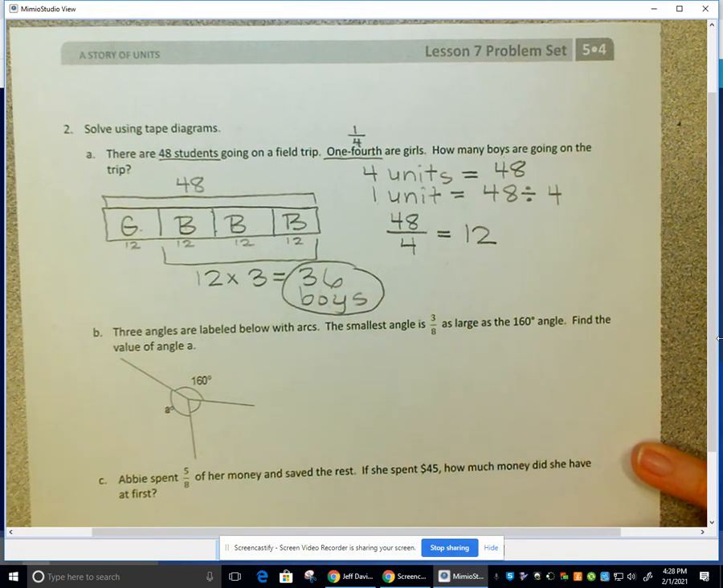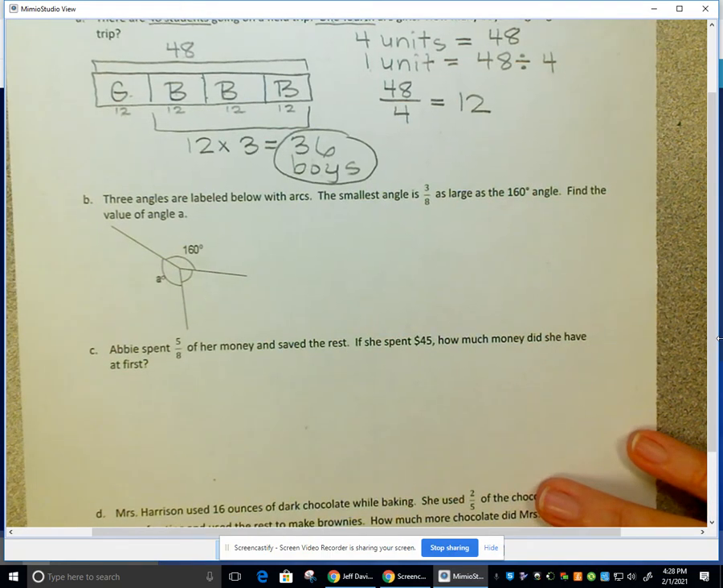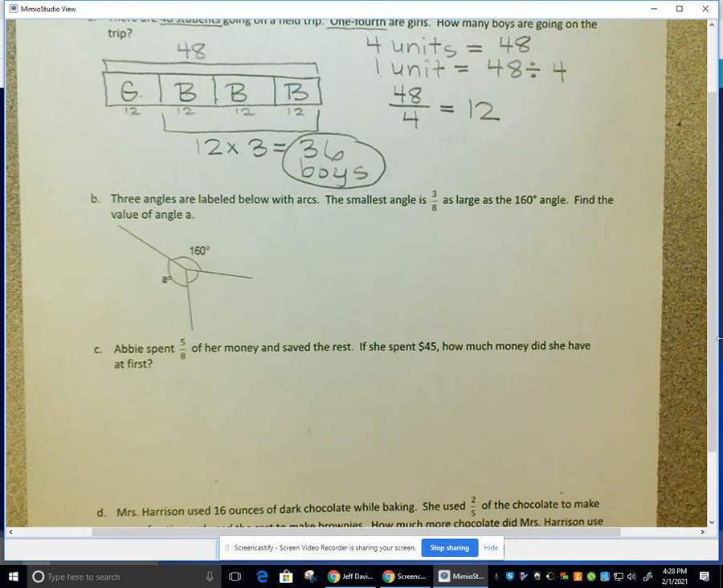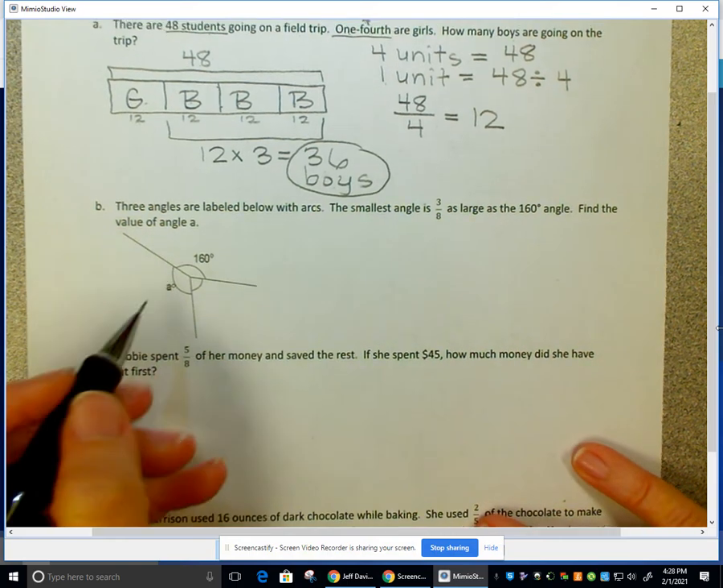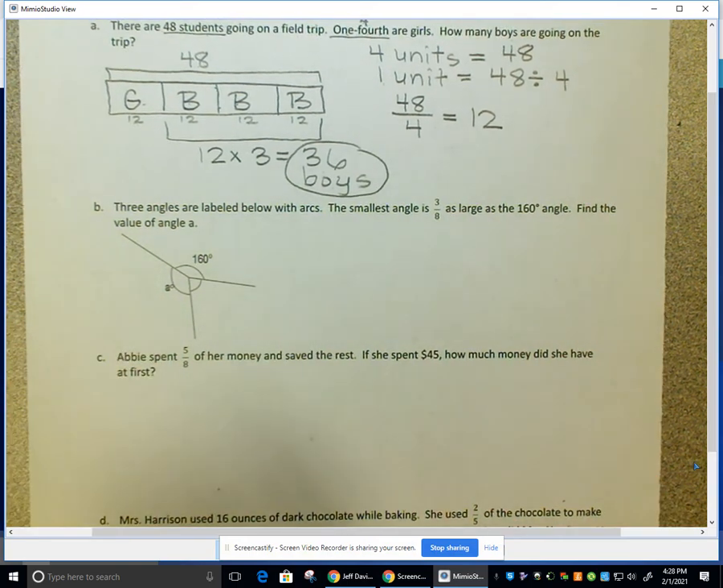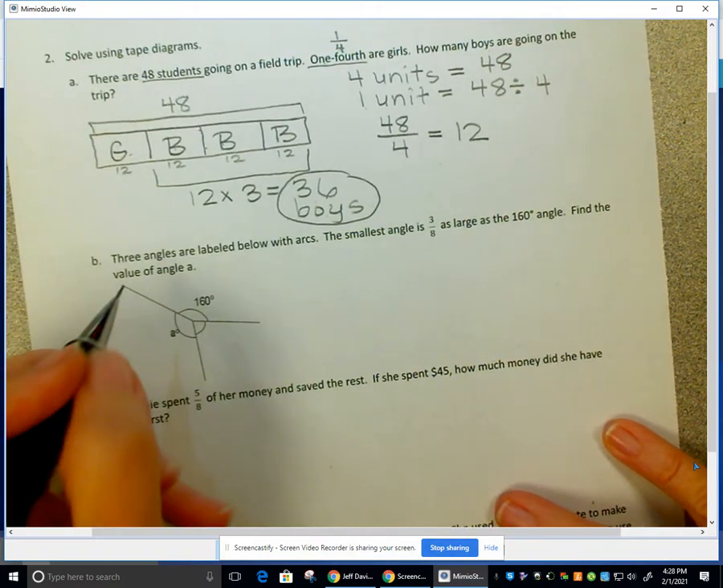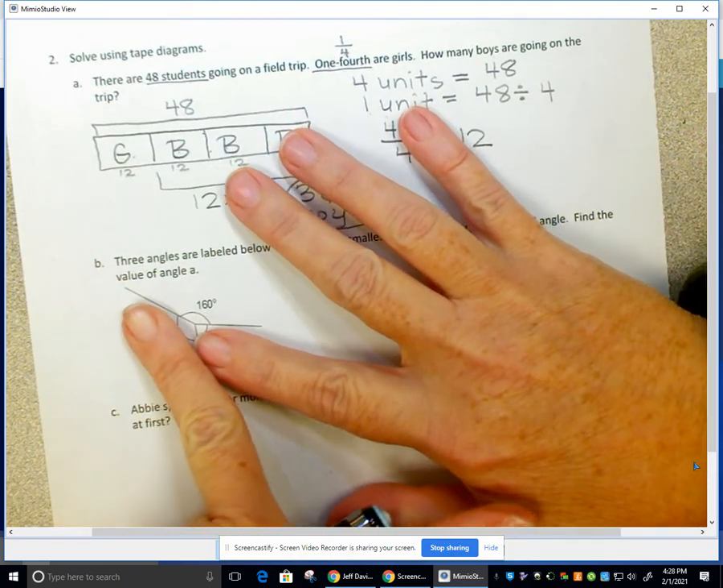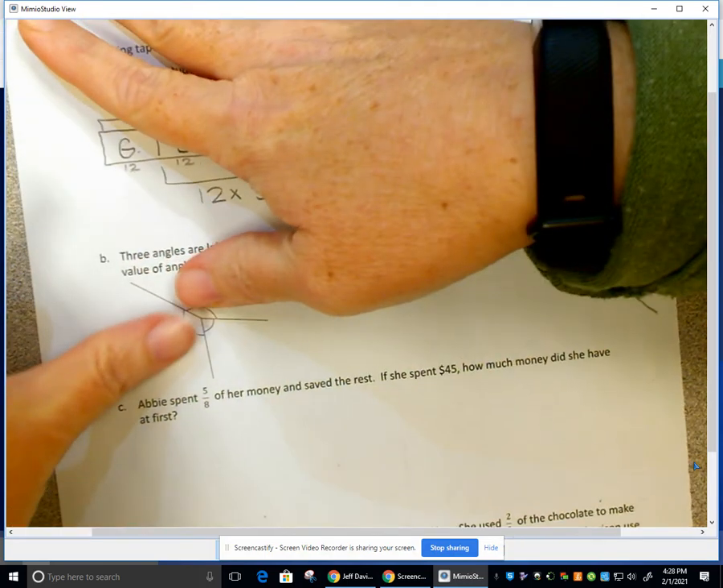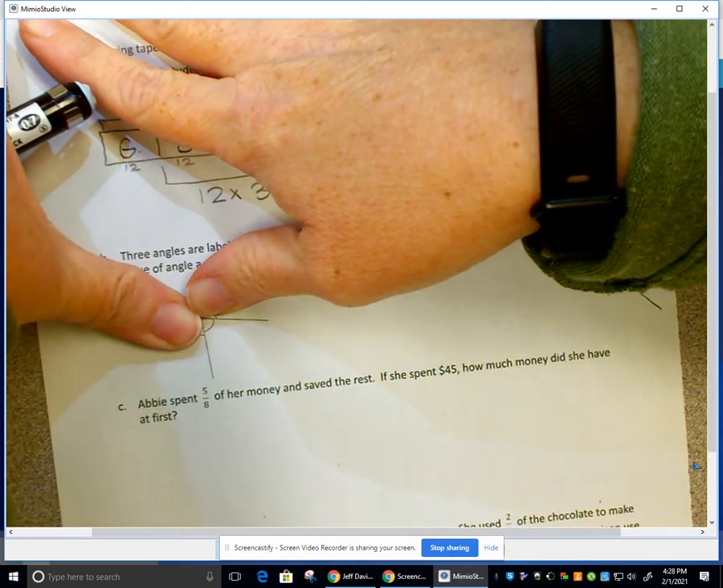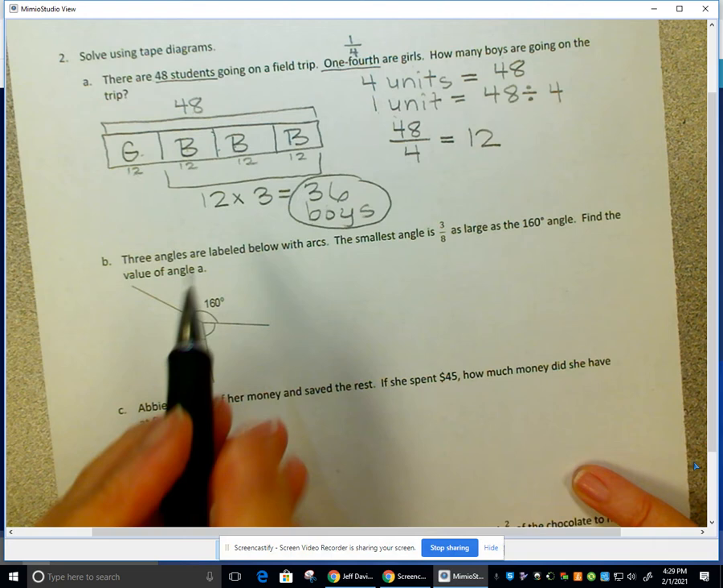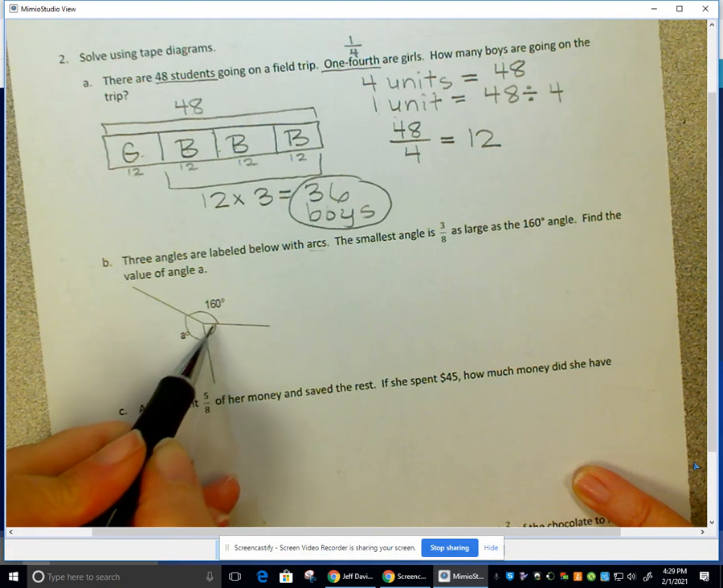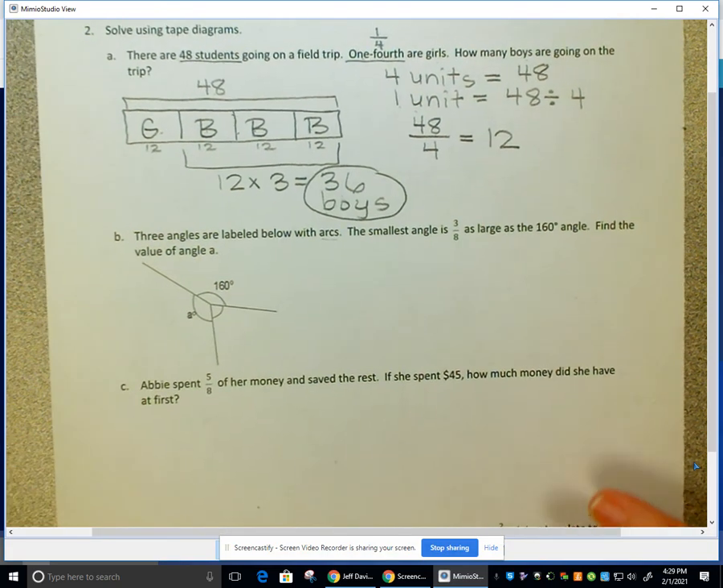All right, let's look at B. B incorporates some geometry, some things we haven't covered yet, but we're going to make the best of it and just go through and talk about it. Now, we've got 3 angles here. There's an angle, there's an angle, and then this small angle right there on the bottom. There's my 3 angles. It says they're labeled with arcs. These are my arcs, these kind of slanted lines, these half circles.